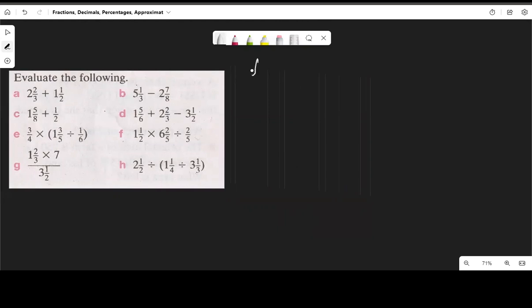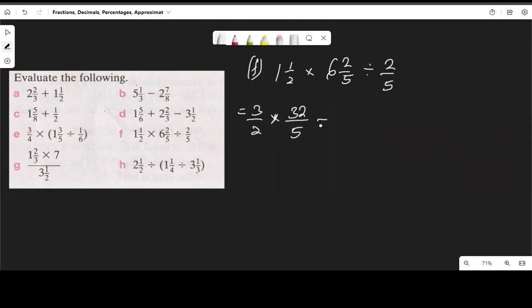For question F, we have 1 whole number 1 over 2 multiplied by 6 whole number 2 over 5 divided by 2 over 5. First of all, let's convert these mixed numbers to improper fractions. 2 times 1 is 2 plus 1 is 3. 3 over 2 times 6 times 5, 30. 30 plus 2 is 32 over 5 divided by 2 over 5.